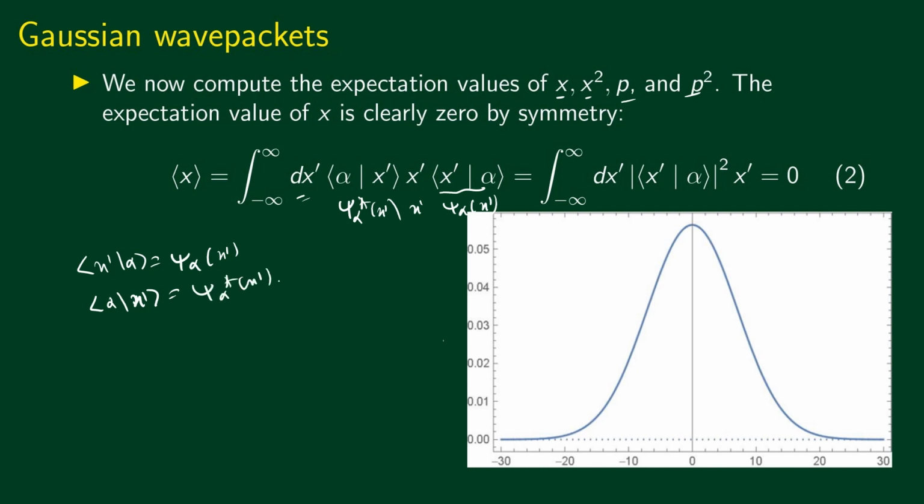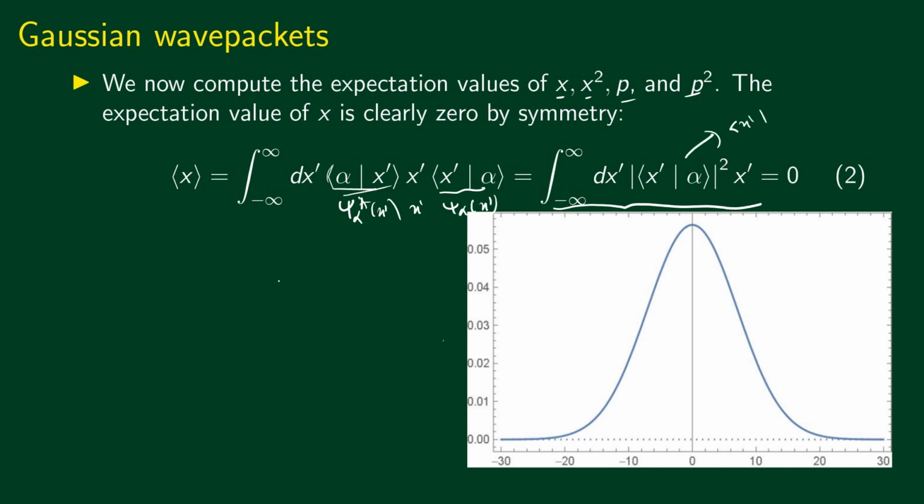We have already seen that this is how we calculate expectation values of operators in the position basis, or in the position representation, or in the coordinate representation. Now we know that bra alpha ket x prime is the complex conjugate of bra x prime ket alpha. So we can write this as integral from minus infinity to infinity dx prime modulus square of bra x prime ket alpha. Now the wave function we are talking about here is the Gaussian wave function. So you just substitute bra x prime ket alpha equal to the Gaussian wave function that we have already seen. And then you will see that this integral is 0.